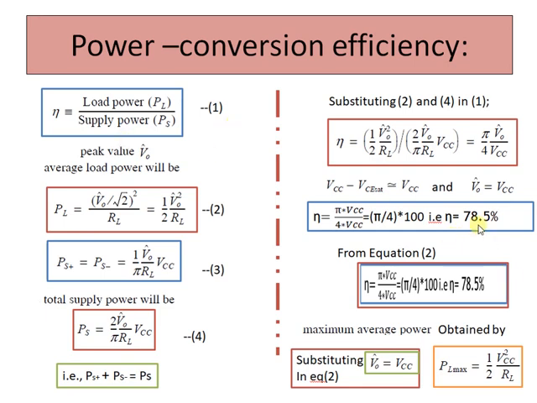78.5%. The maximum efficiency is obtained when the peak value V naught cap is at its maximum, and the maximum value of V naught cap is limited by the saturation of the transistors Qn and Qp to VCC minus VCE sat, which is approximately VCC. So in the case of class B, the efficiency is greater than class A, and the maximum average power is obtained by substituting V naught cap equal to VCC in equation number 2, which gives a value of half VCC square divided by RL.